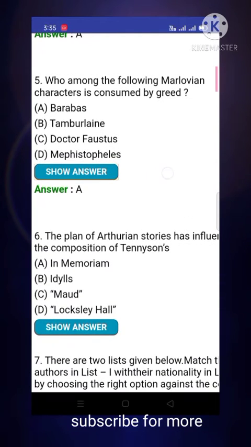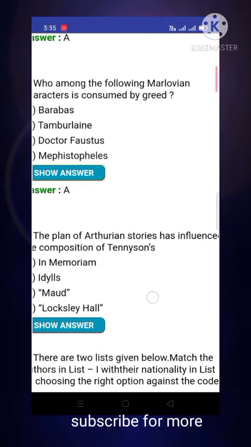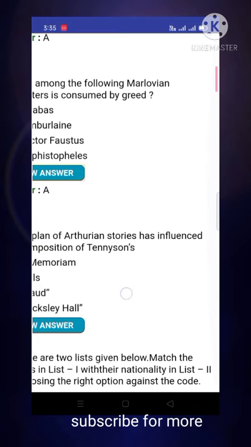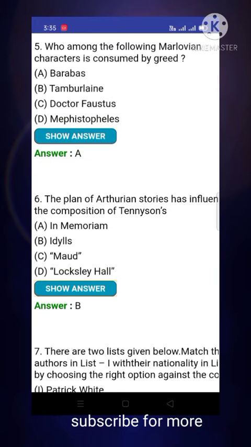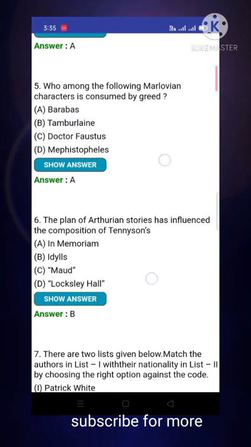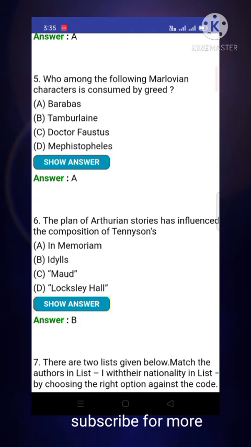Now the sixth question: The plan of Arthurian stories has influenced the composition of Tennyson's what? The correct option is B, Idylls. The plan of Arthurian stories has influenced the composition of Tennyson's, meaning Lord Alfred Tennyson's, Idylls.